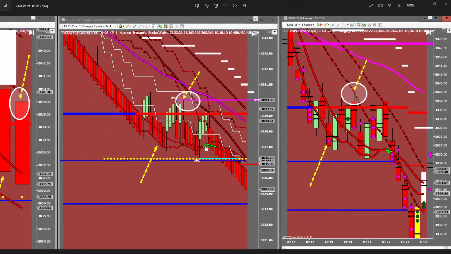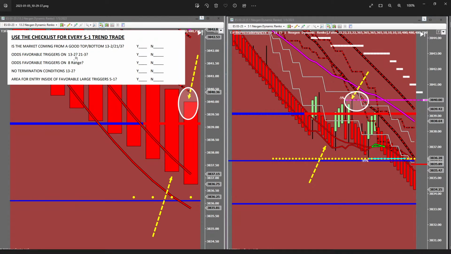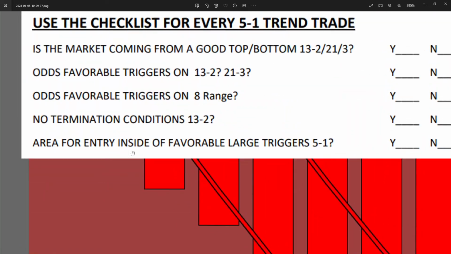Now, the only little thing which is not quite perfect is, do we have an area for entry inside of favorable large triggers on the 5-1? All right.